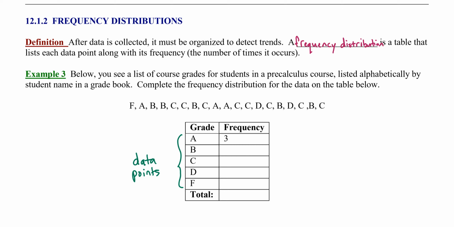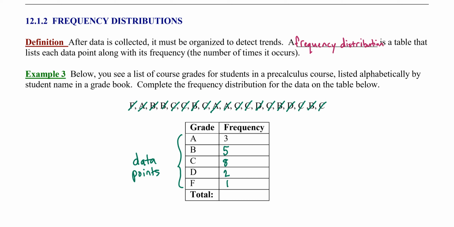Now, if we start and count the A's, that one's already given there on the table, we have a frequency of 3. Next, we can count the B's. 1, 2, 3, 4, 5, and I'm marking them out as I go just to make sure I don't leave anything out. Next, let's count the C's. 1, 2, 3, 4, 5, 6, 7, 8 C's. And then it looks like we have 2 D's and 1 F.